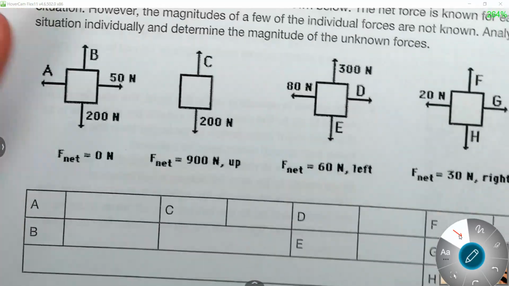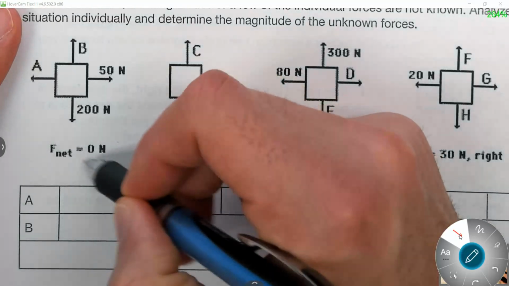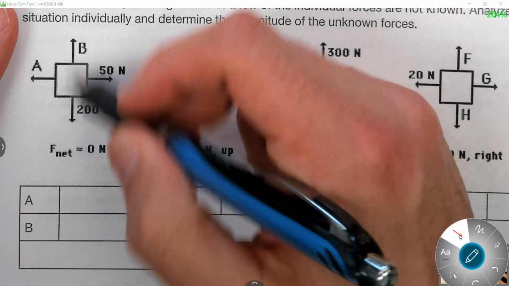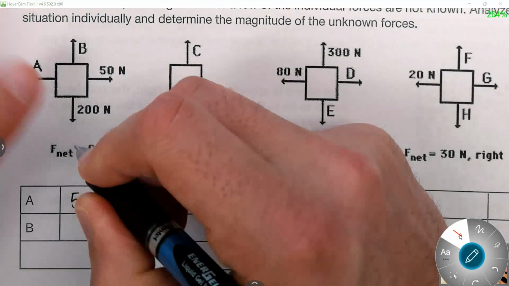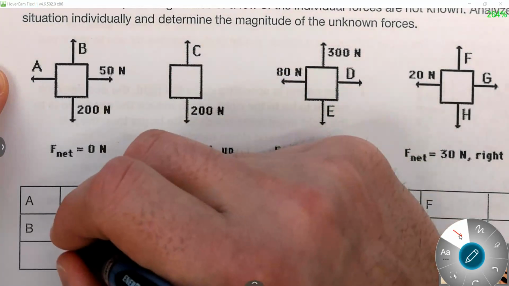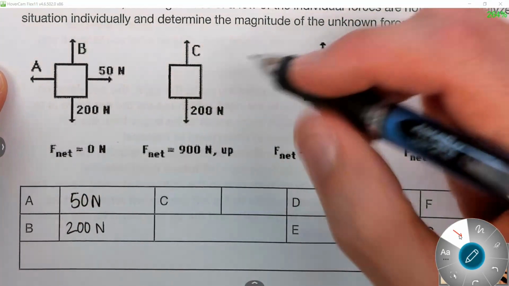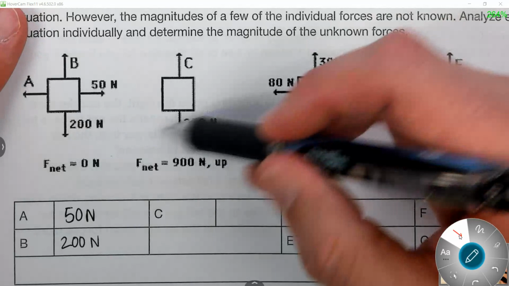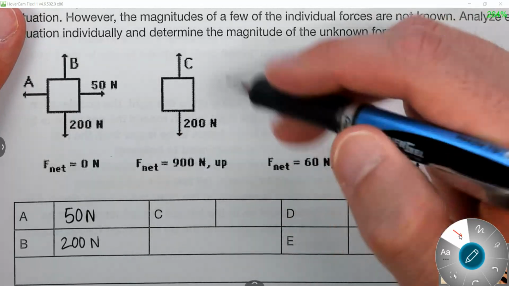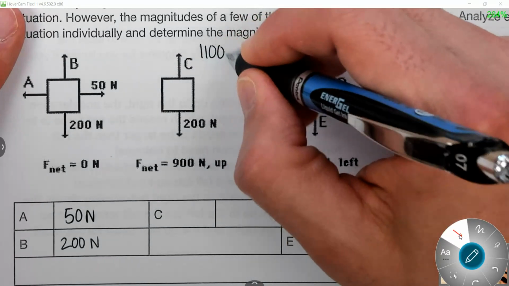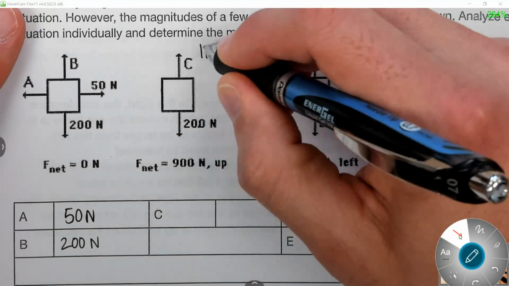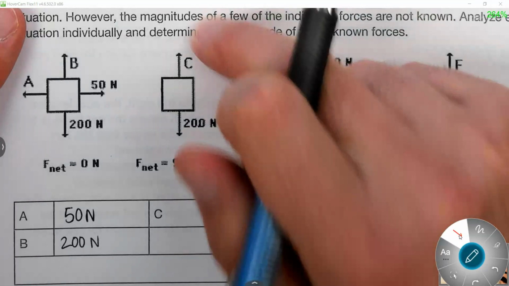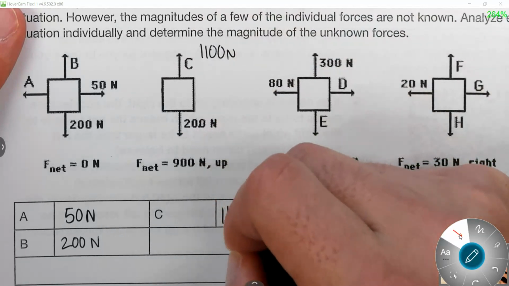Okay, we had done this one as our do now, so let's run through this super quickly. They want the net force to be 0, which means everything has to balance. So that means A would have to be 50 newtons, going to the left. That means B would have to be 200 newtons to the right. Here, they want the net force to be 900 newtons. So that would mean that C would have to be 1100, because 1100 minus 200 would give us 900. And since this is the higher magnitude, the direction of the net force would be up, so C is 1100.